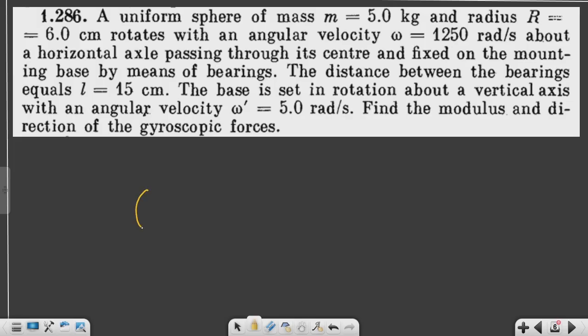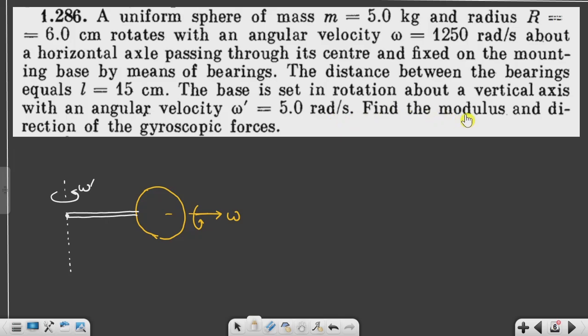So in this question there is a sphere, and this sphere is rotating in this direction. So the angular velocity omega is in this direction, and that omega is given as 1250 radians per second. Now see, this sphere is also connected to a rod. This rod might or might not be spinning, I don't know that. And this rod is rotating about this axis with angular velocity omega dash, 5 radians per second.